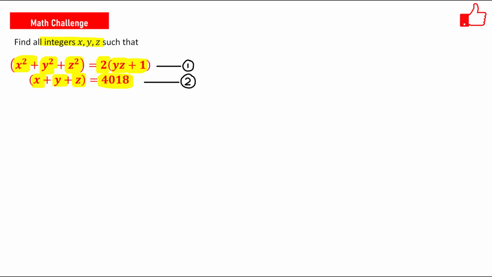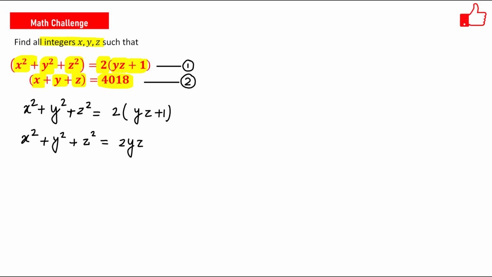So equation 1 is x² + y² + z² = 2yz + 1. I can rewrite this as x² + y² + z² = 2yz + 1. Now let us take 2yz to the left hand side. So this becomes x² + y² + z² − 2yz = 1.